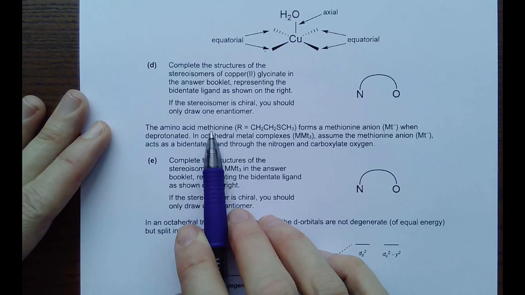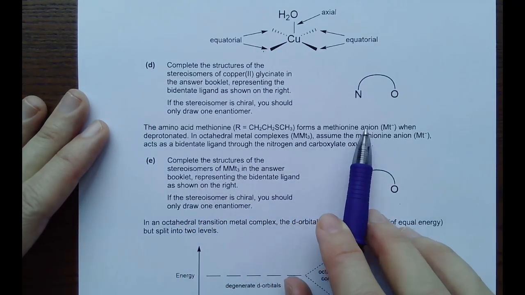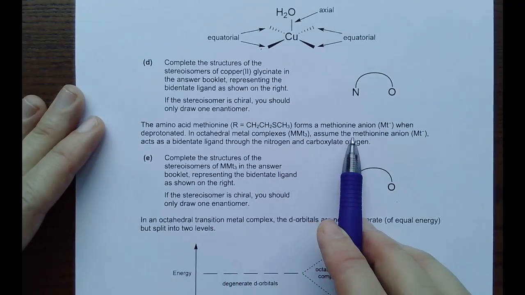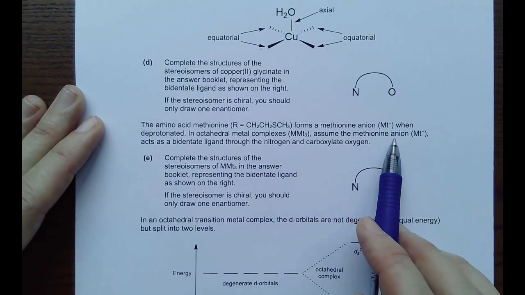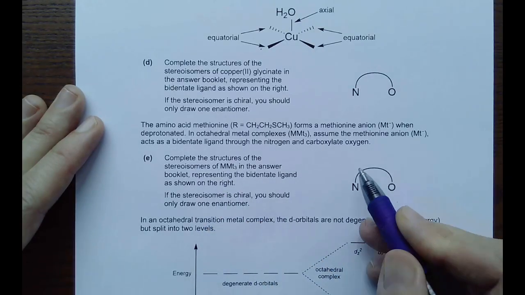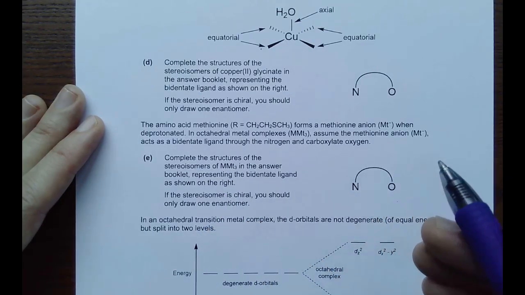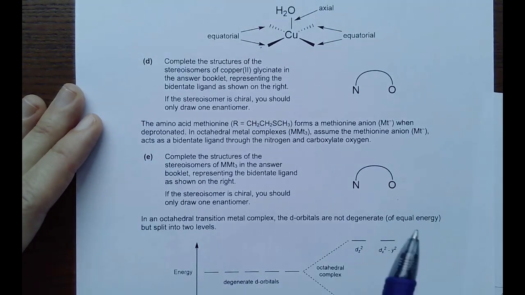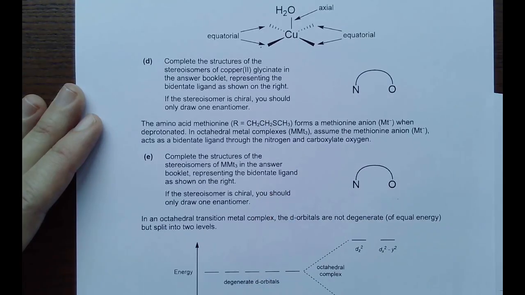So the amino acid methionine forms a methionine anion when deprotonated. In octahedral metal complexes, assume the methionine anion acts as a bidentate ligand through the nitrogen and carboxylate. So again, it's the same thing. But now I've got all three. Yeah, MMT3.